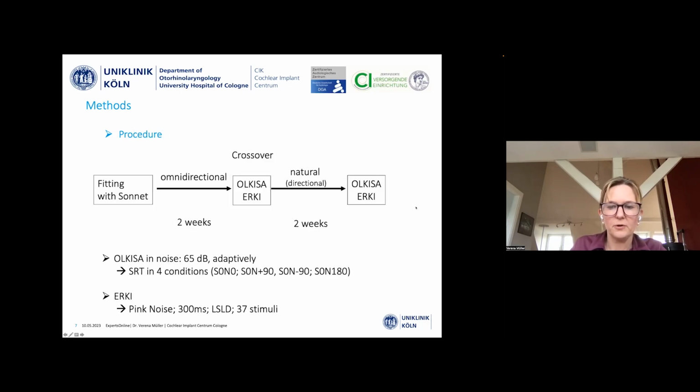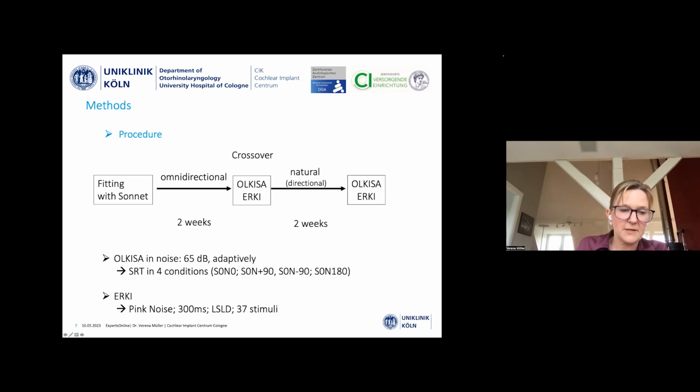So the procedure was the following. We fitted the Sonnet and activated it with the omnidirectional microphone. Then they could go home for 2 weeks and test this. And then they came back to the clinic, and we made the measurements that I just told you about, the speech test and the AIR-key. And then we made a crossover to the natural or directional microphone mode without any changes in fitting. It was just the microphone mode. Then they used this for 2 weeks, and after that they came to the clinic again, and we made the same measurements with the natural microphone.